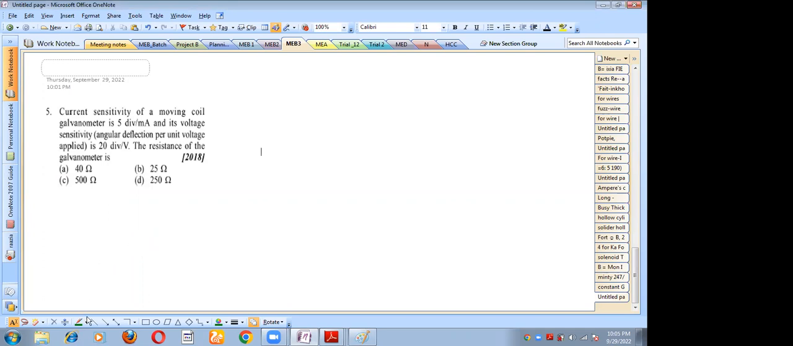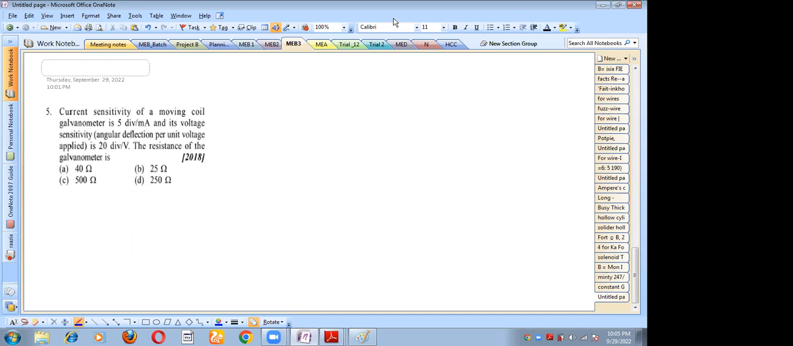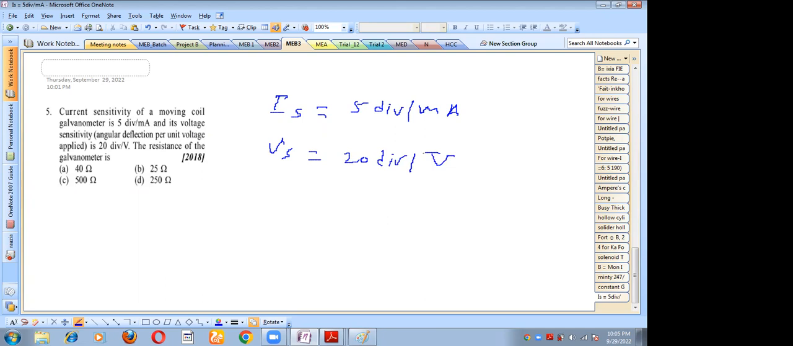Let me check. So the question says the current sensitivity of a moving coil galvanometer is given as 5 divisions per milliampere, and its voltage sensitivity is 20 divisions per volt. The resistance of the galvanometer is asked.